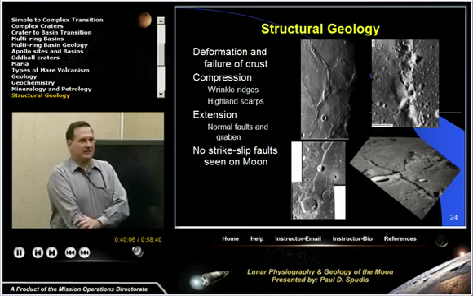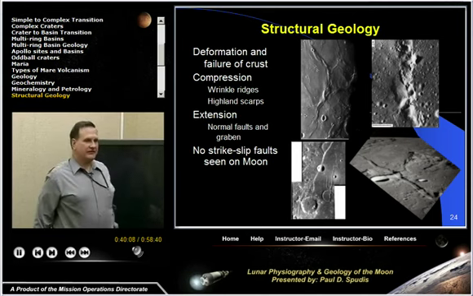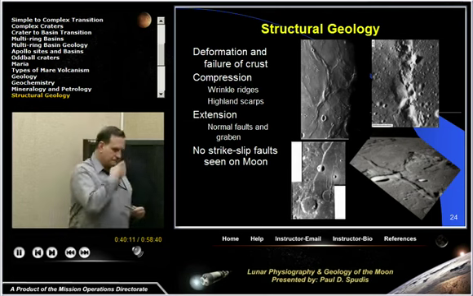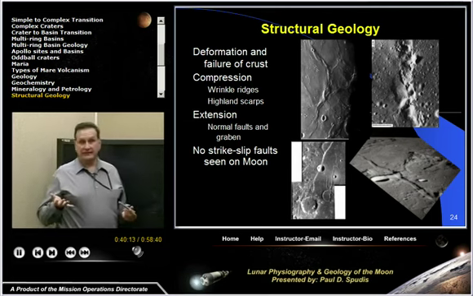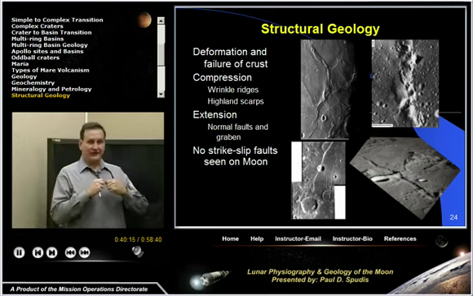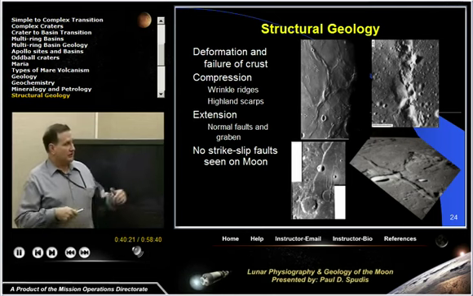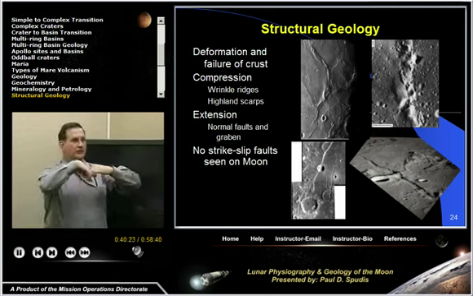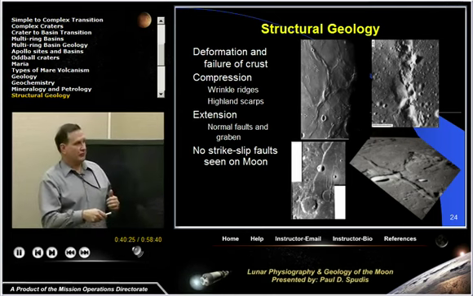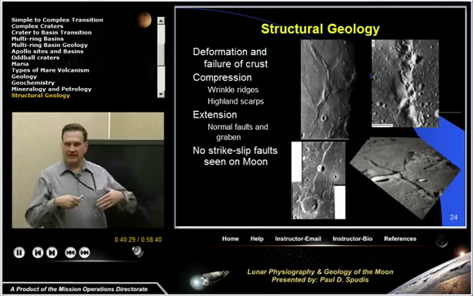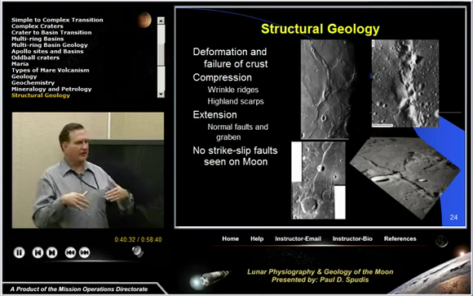Structural geology basically refers to the deformation of the solid moon and study of faults, basically. So when you put stress on the moon, then the crust responds with deformation and in some cases failure. Compression occurs. When compression occurs, you form ridges, and that's what the wrinkle ridges of the maria are. In detail, they're very complicated. They have a lot of overlapping morphologic elements. They're very hard to understand.